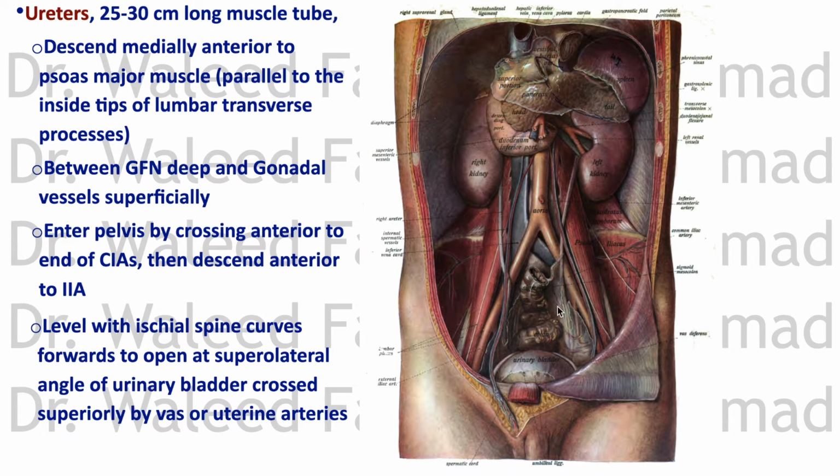Now, worthy of mentioning here, when it crosses the common iliac, it becomes anterior to the internal iliac, and in females on the side of the pelvic wall, there's an ovarian fossa anterior to the internal iliac and ureter. So the ureter might be involved in mass occupying lesions at the ovary, for example, ovarian carcinomas.